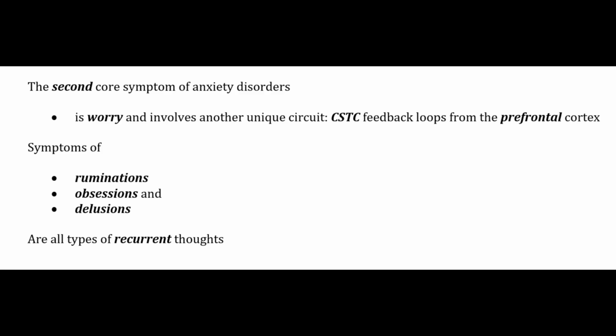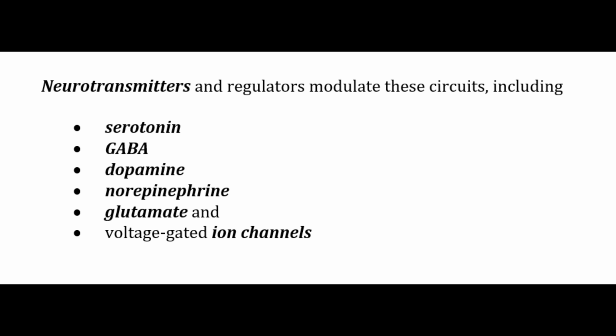CSTC loops and the neurobiology of worry. Dopamine and born worried. The second core symptom of anxiety disorder is worry and involves another unique circuit, CSTC feedback loops from prefrontal cortex. Symptoms of rumination, obsessions, and delusions are all types of recurrent thoughts. Neurotransmitters that regulate these circuits include serotonin, GABA, dopamine, norepinephrine, glutamate, and voltage-gated ion channels.